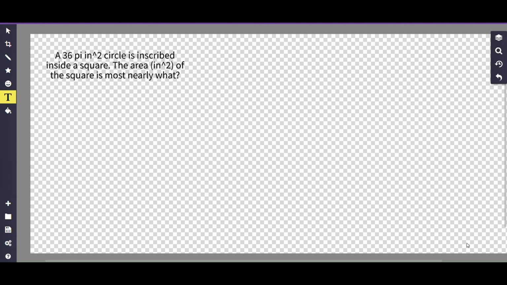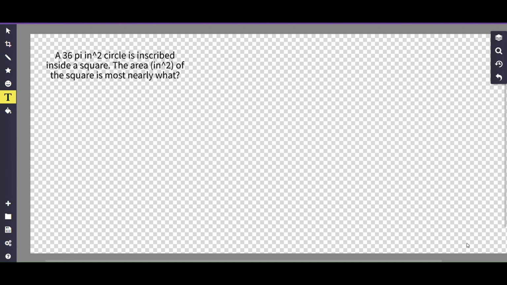So today's question is again on the topic of math. A 36 pi inch squared circle is inscribed inside of a square. The area in inches squared of the square is most nearly what? Before we continue, make sure to pause the video, try it on your own, come back, see what we're all about, and see if you got the right answer.